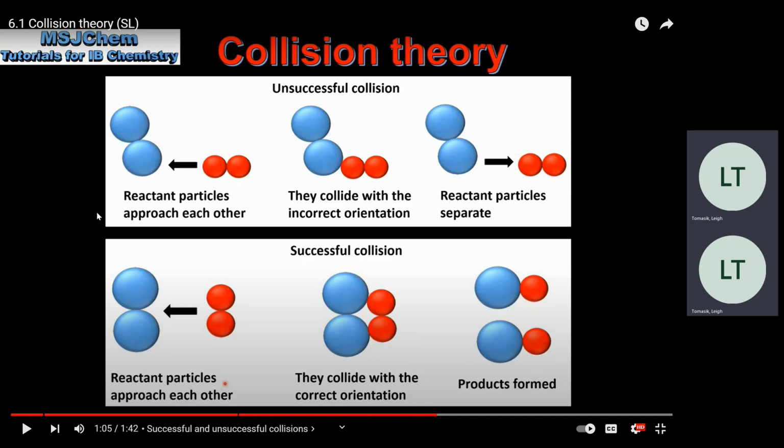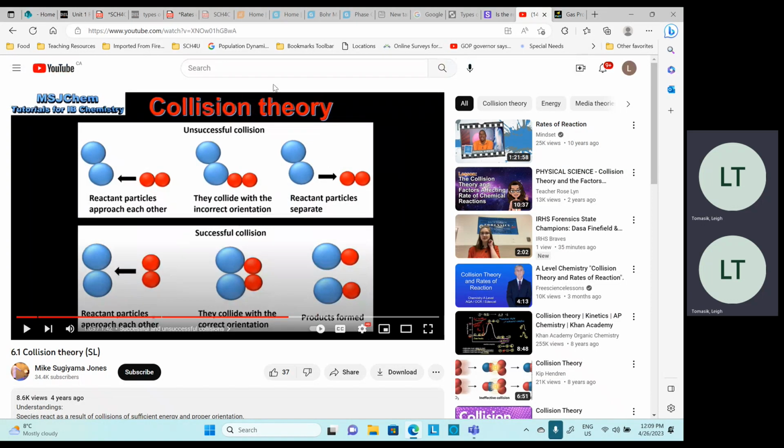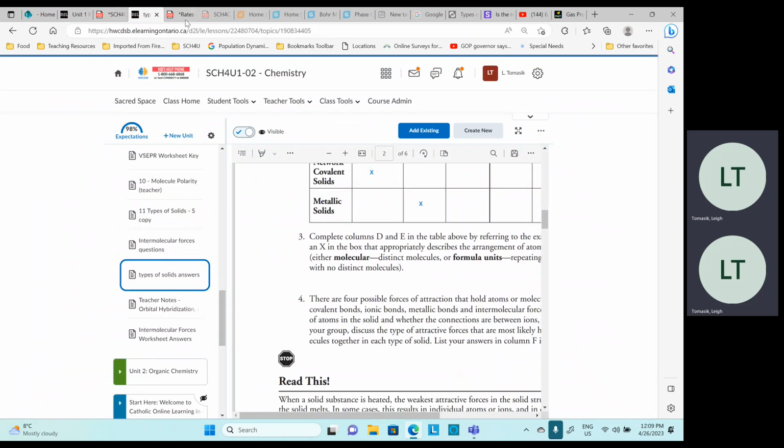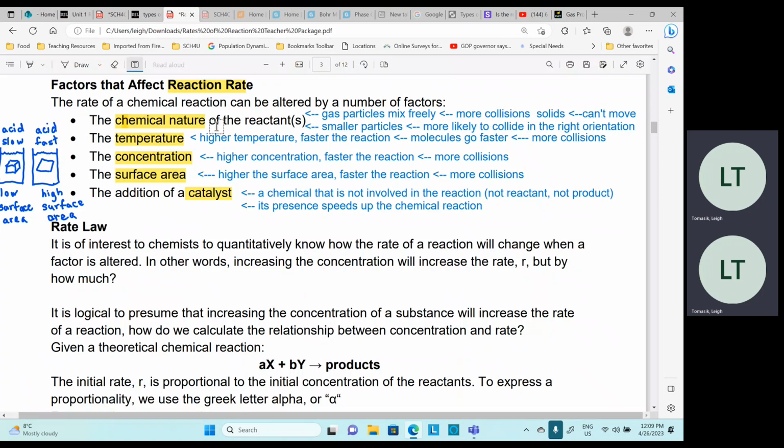So molecules bump into each other all the time, and they have to have the right speed and the right orientation if the chemical reaction is going to happen. So bigger molecules have a harder time doing that than smaller molecules. And things like solids don't move as much as gas particles. So we're talking about the chemical nature of the reactants.